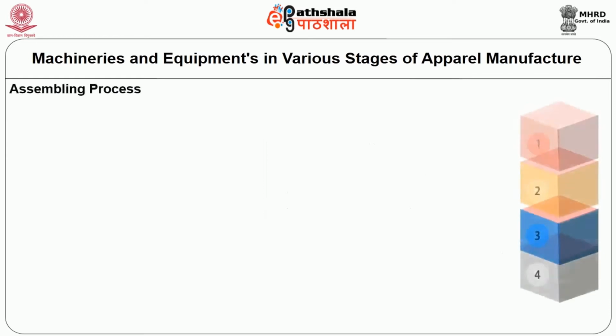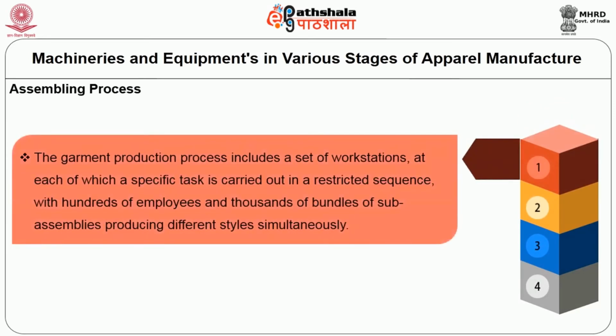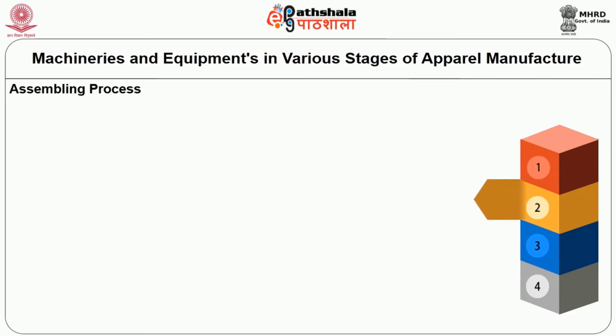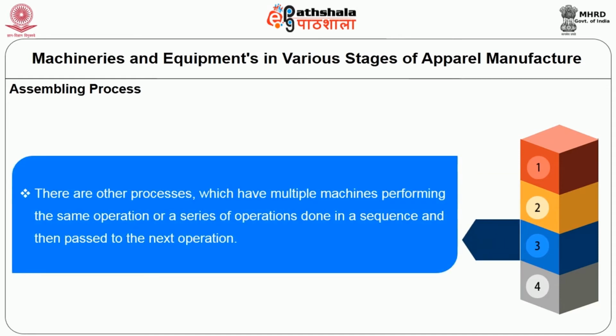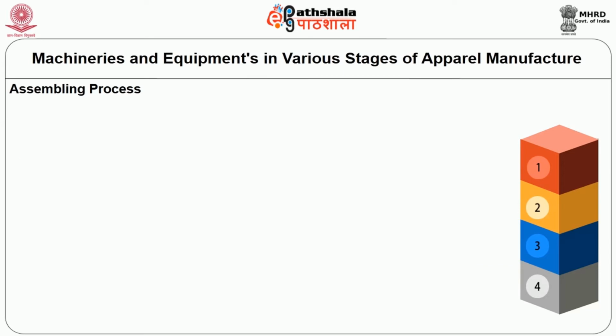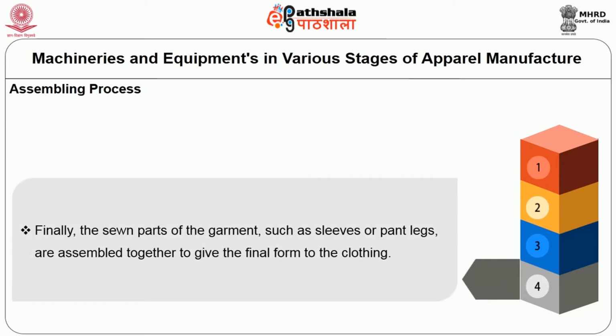Next, we will have a look at the assembling process. The garment production process includes a set of workstations at each of which a specific task is carried out in a restricted sequence, with hundreds of employees and thousands of bundles of sub-assemblies producing different styles simultaneously. Various industrial sewing machines can sew different types of stitches. Some machines work sequentially and feed the finished step directly into the next machine. There are other processes which have multiple machines performing the same operation, or a series of operations done in sequence and then passed on to the next operation. And finally, the sewn parts of the garment such as sleeves or pant legs are assembled together to give the final form to the clothing.